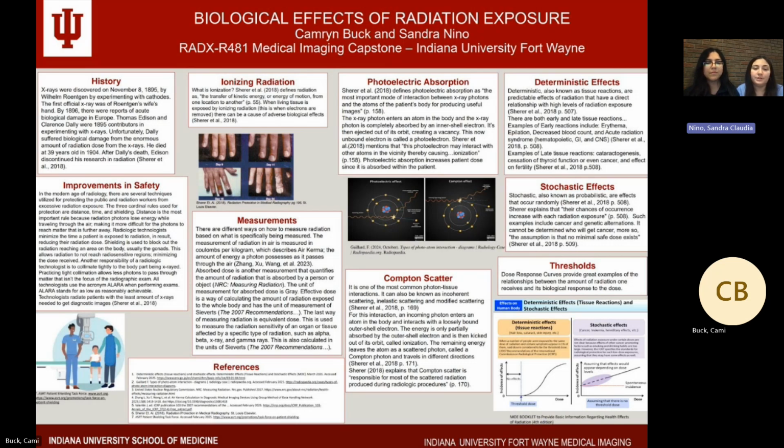Moving on to measurements, there are 4 different ways to measure radiation. There is air kerma that measures the radiation that is in the air during the exposure, absorbed dose that measures the amount of radiation absorbed in a body, effective dose is how to measure the dose to the whole body, and equivalent dose is measuring the dose to a specific organ or tissue.